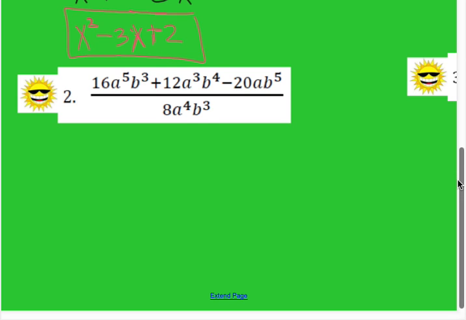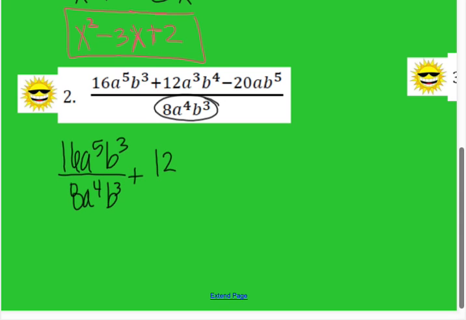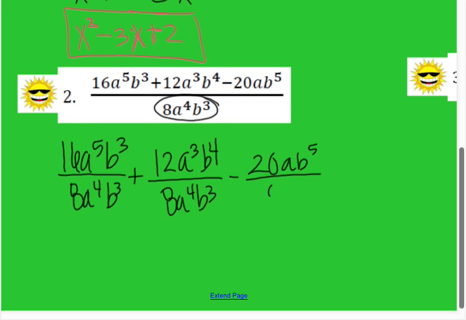So I'm just going to start like I did last time and write each piece being divided by the denominator, which is your monomial. So I have 16a to the 5th b to the 3rd, divided by 8a to the 4th b to the 3rd, plus my next part of my polynomial divided by the monomial, minus the last part, all divided by the monomial again. And then I just simplify each part as we have already been working on.